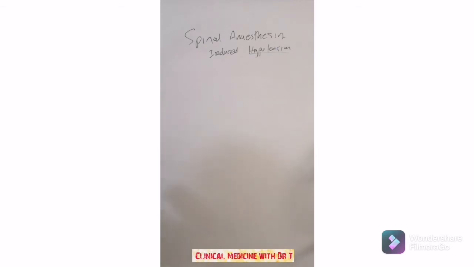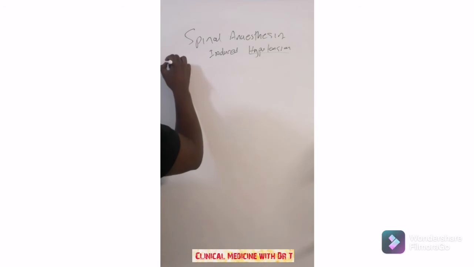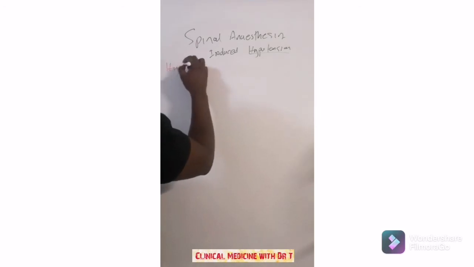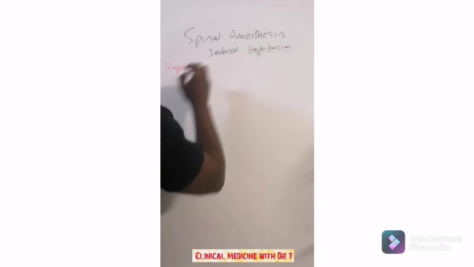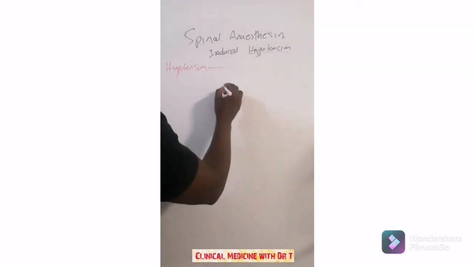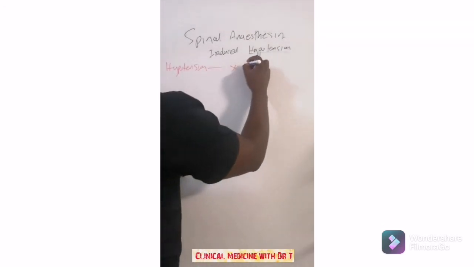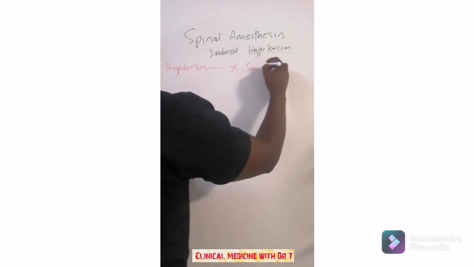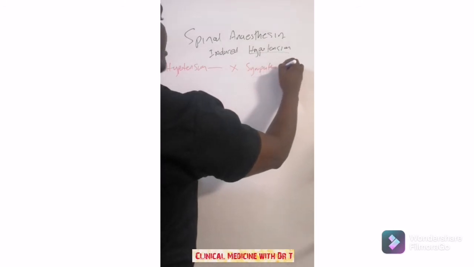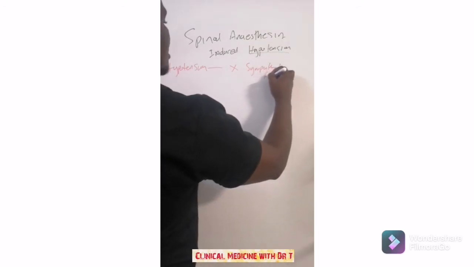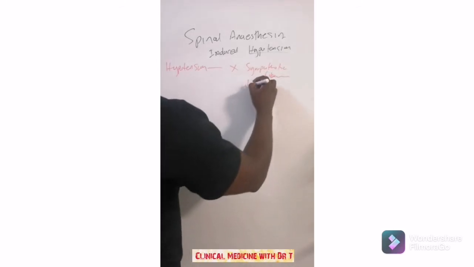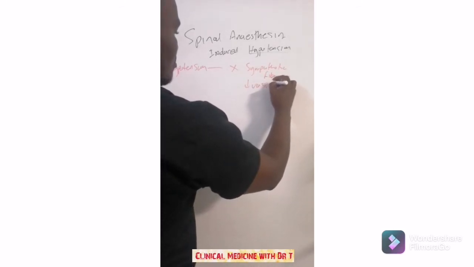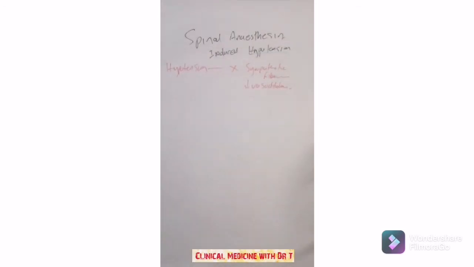So we have spoken about the fact that the hypotension that you get with the spinal is because you have blocked your sympathetic preganglionic fibers, and because of that you get vasodilation. That we understand. So this is why you get hypotension with spinal anesthesia.